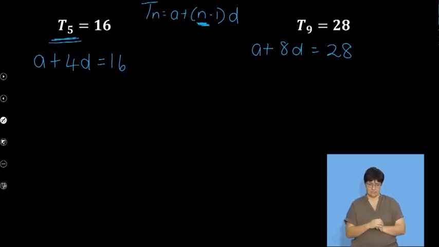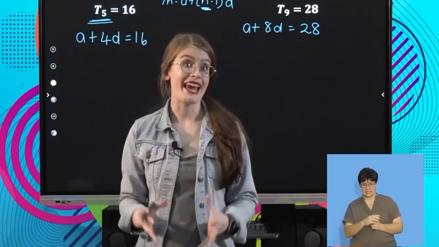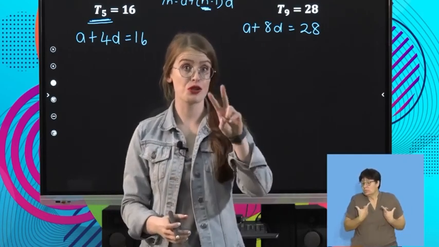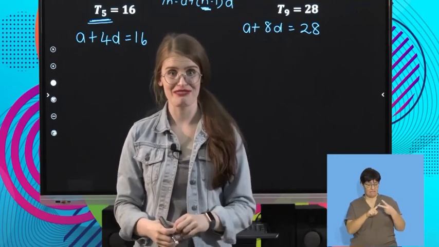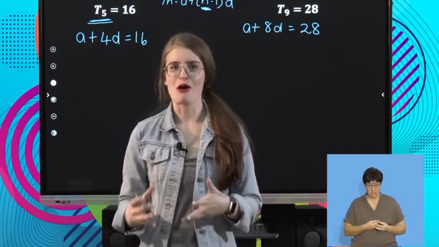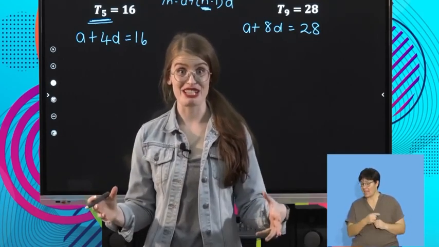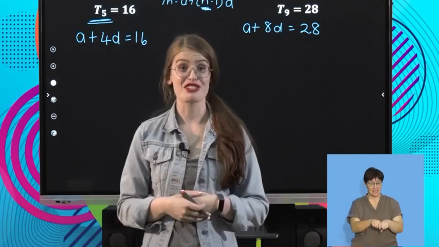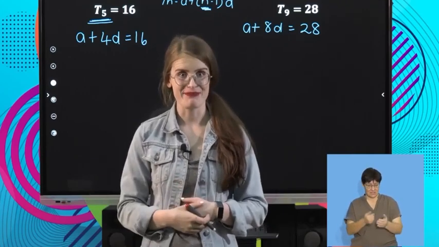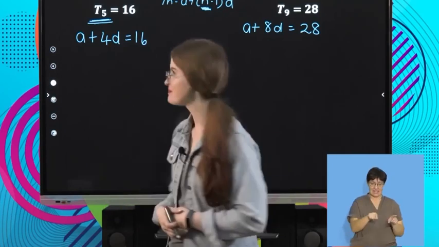Everyone, we've now seen that we have an A and a D. What do we normally have to do when I have two variables that are unknowns? I'm hoping that you're saying simultaneous equation. So we are going to solve for A and D. Let's go back to the board.